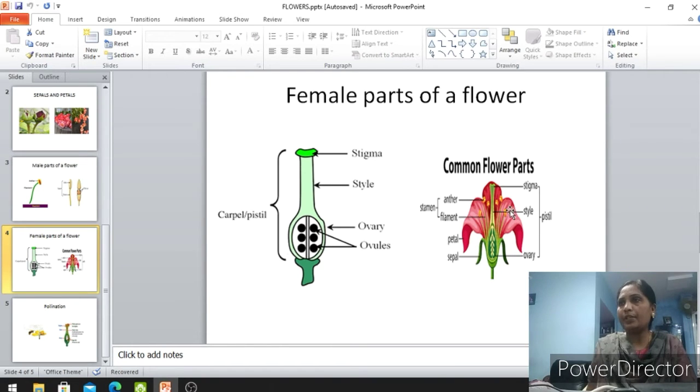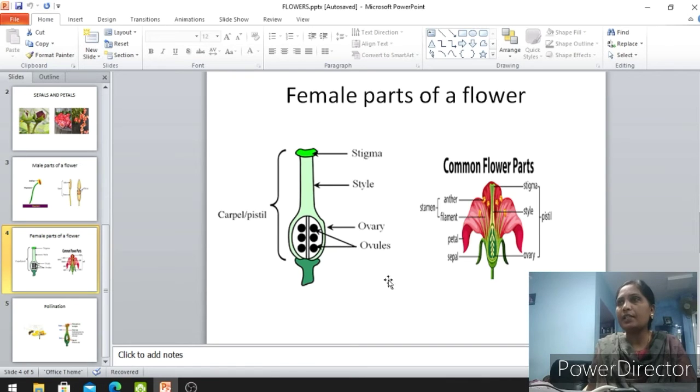Stamen and pistil. The female part of the flower is known as the carpel or the pistil. And don't choose chrysanthemum flower or sunflower. Don't take them for your dissection or for doing the activity, because there is a separate arrangement.